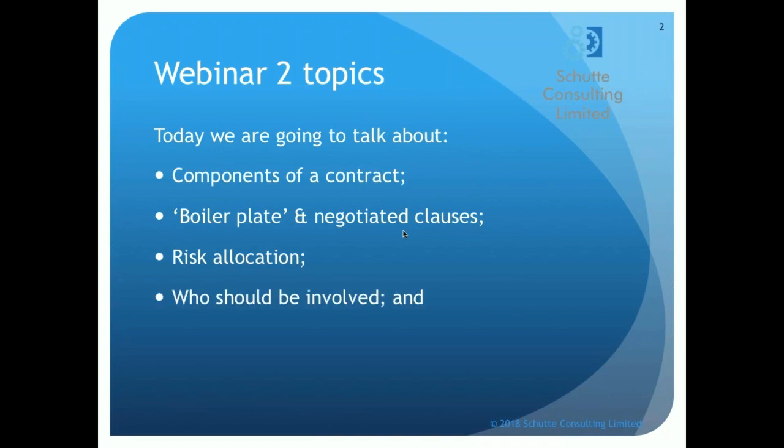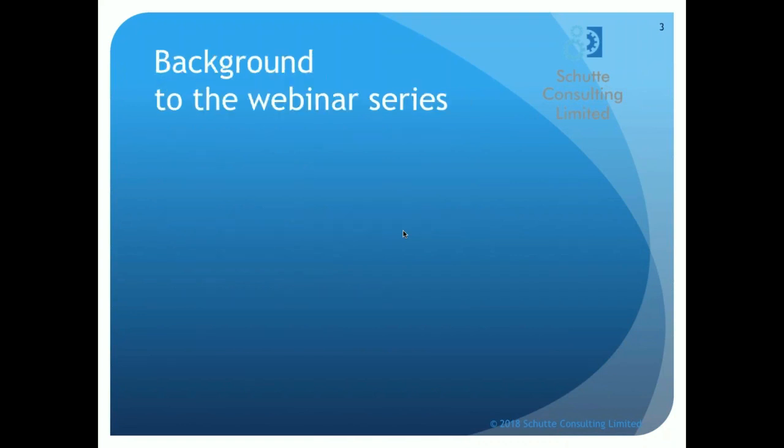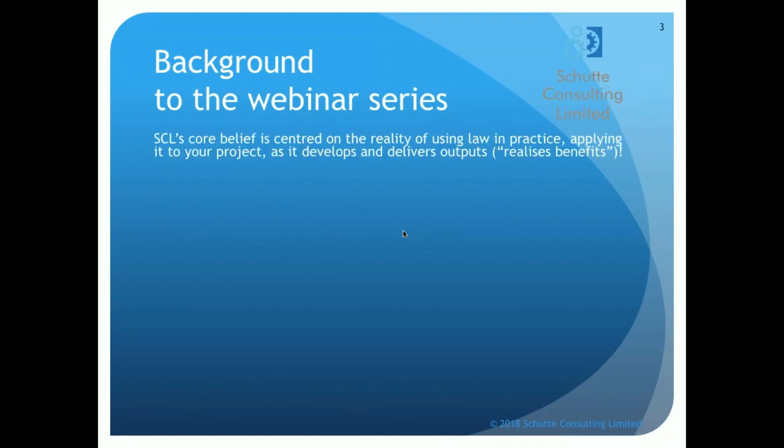allocation. I want to talk a little bit about who should be involved when negotiating a contract, when discussing what the components of a contract should be and how they should be shaped. And then finally, a little bit on project managing a contract's development. So that's what we're going to cover in the next 50 minutes to an hour. A brief recap on the background to the series itself.